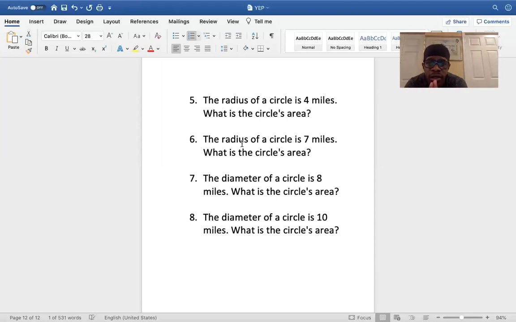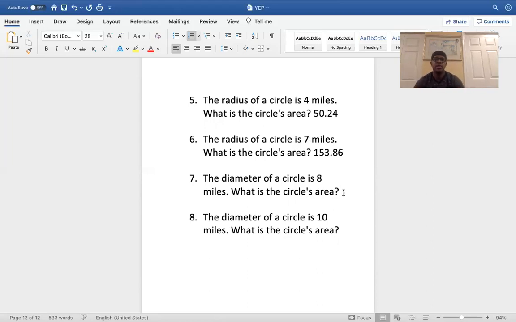Number 6, the radius of our circle is 7 miles. What is the circle's area? Again, pi times radius squared, or 3.14 times 7 squared. 7 squared is 7 times 7, which is 49. 49 multiplied by 3.14 is going to give you 153.86.